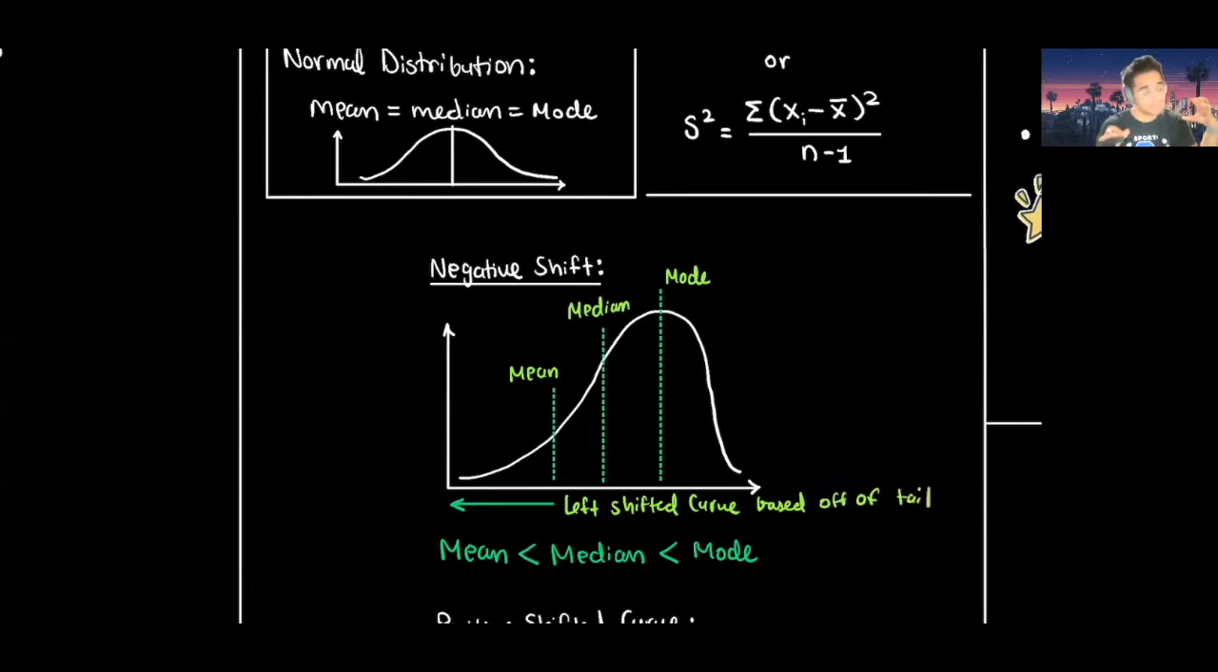So the tail is basically the long component of the graph, and it's often not really tested upon, but essentially it's important to know because it tells us how our data lies in the grand scheme of things. So mean, median, and mode are very unique in the negative shift, or the left shifted.